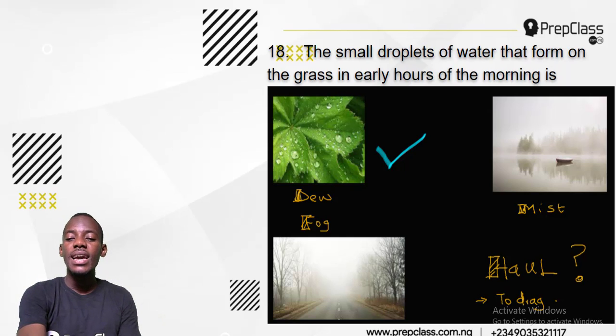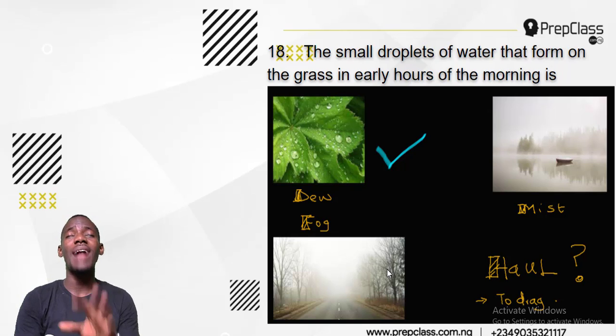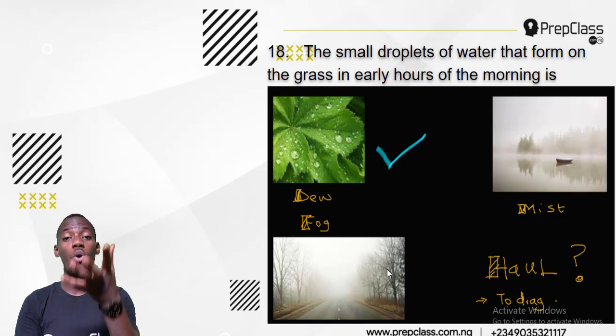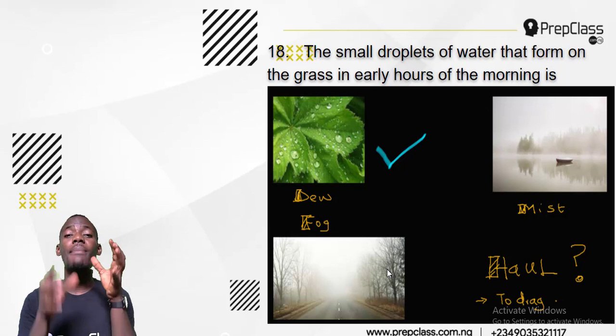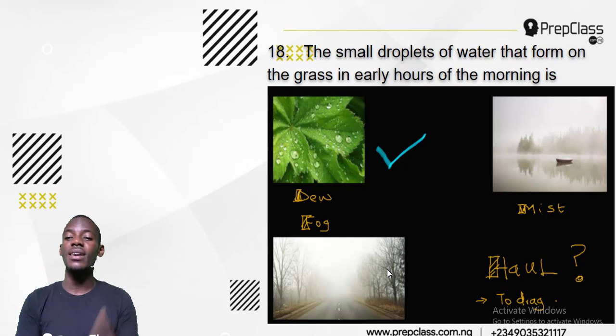Oil is not even among the options at all. Oil means to dry. And that's just it. But dew is the answer to that question. Dew is that which forms in the early hours of the morning. That's the water droplet. These ones are water in the air. Mist and dew are like smoke, but they are not smoke. They are formed by water droplets in the air. Massive water in the air forms mist, and that is just it.